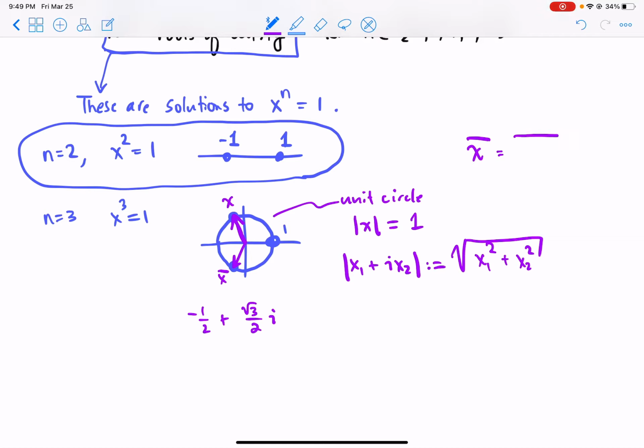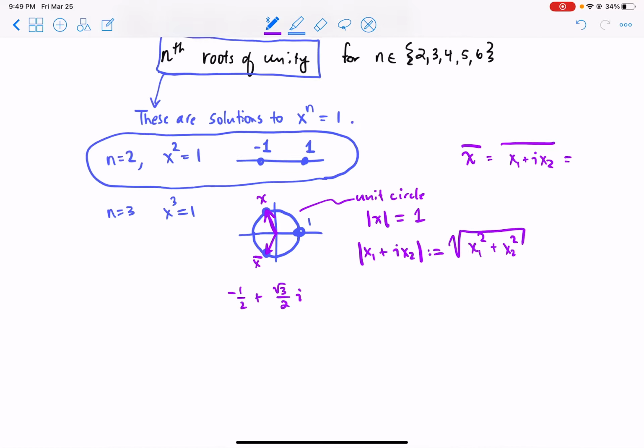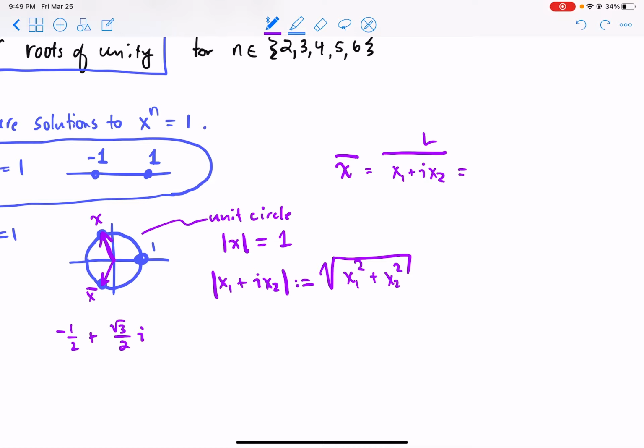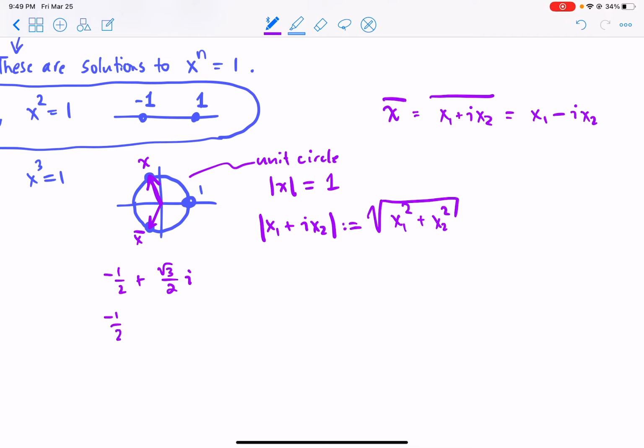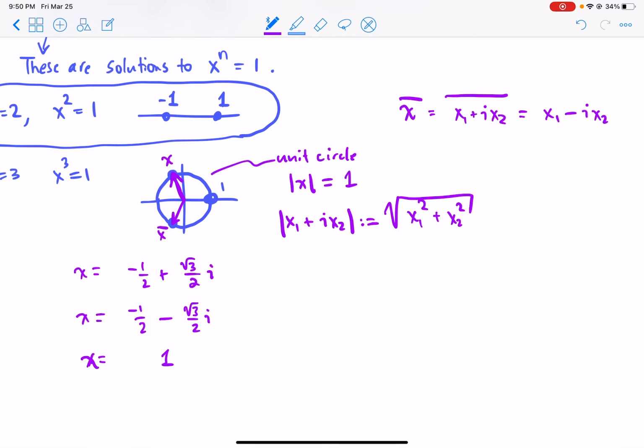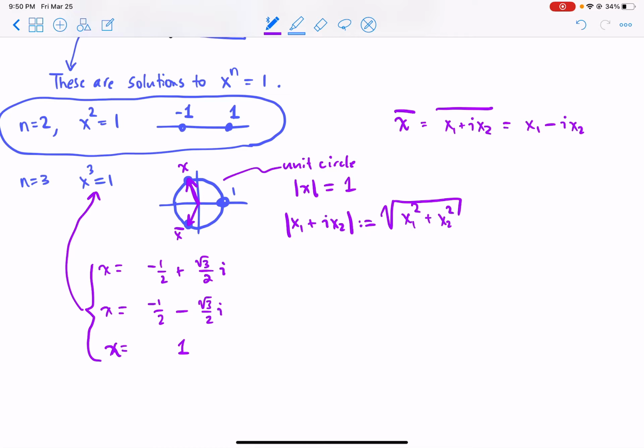In other words, if we had x1 plus i x2, then x bar would be x1 minus i x2. So you see that all I do is just go vertically downward instead of upward. And so that means we just go minus root 3 over 2 i, and then 1. So x equals this, x equals this, x equals this. These are the 3 solutions to this equation.